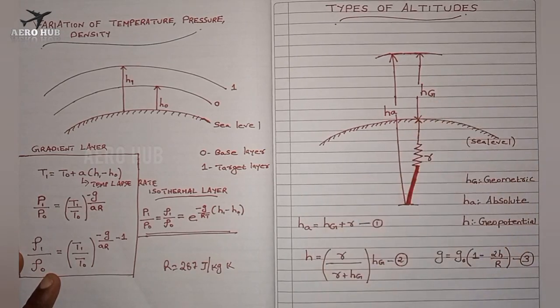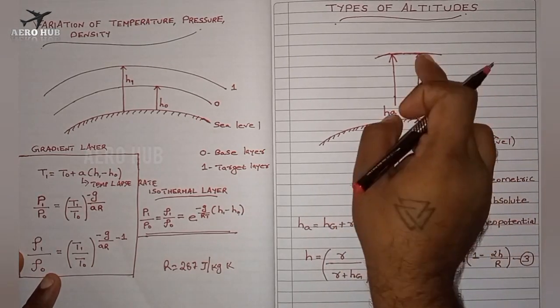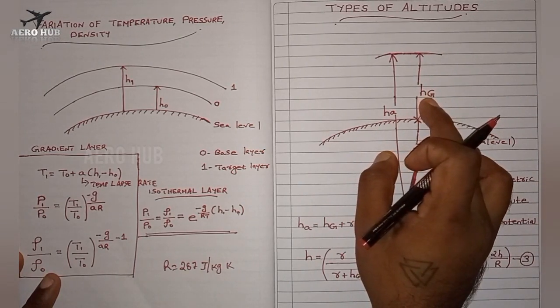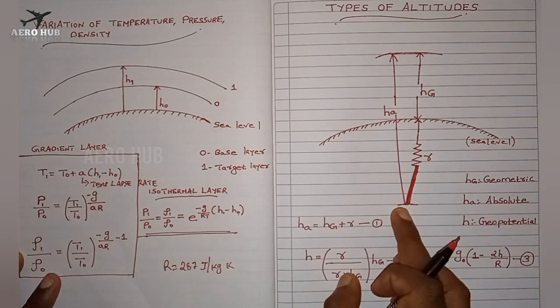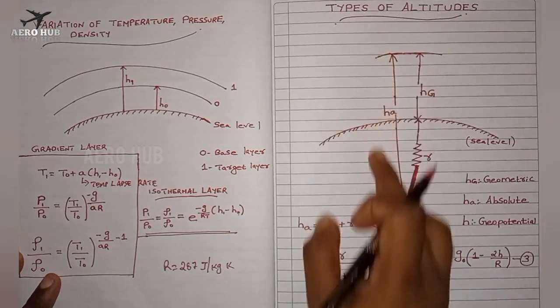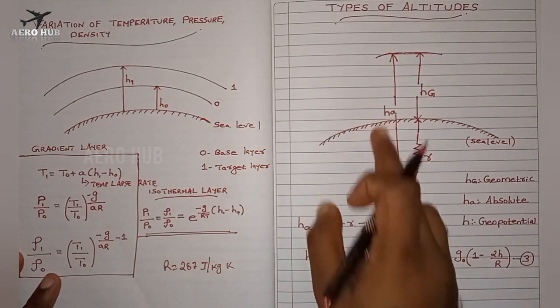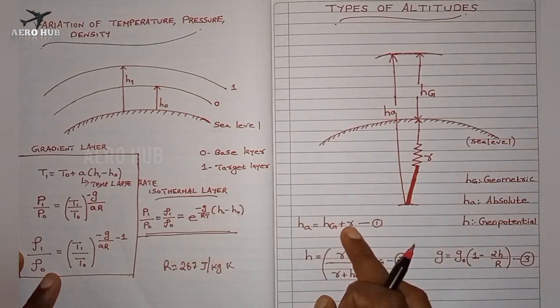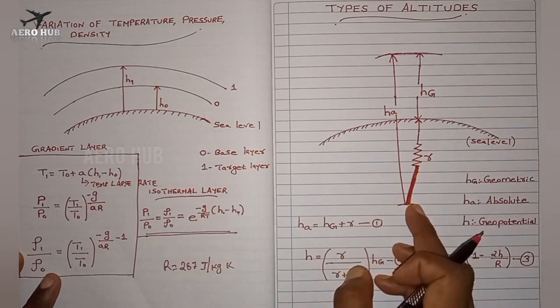The height from the sea level is called geometric altitude, that is hg, and the height from the center of the earth is called absolute altitude, that is ha. And ha is equal to hg plus r, where r is the radius of the earth.